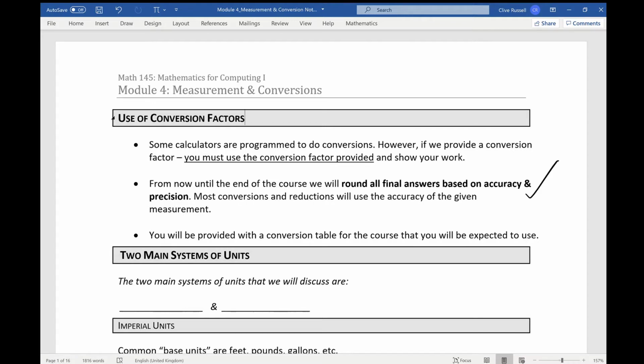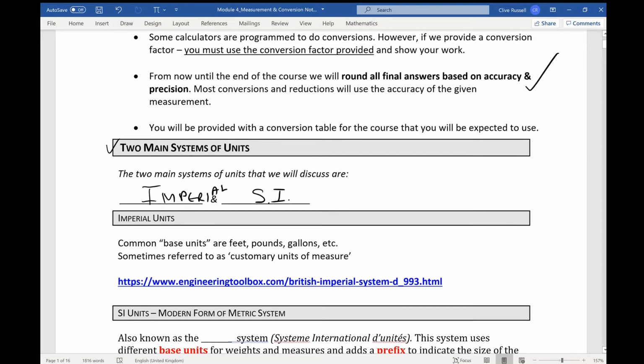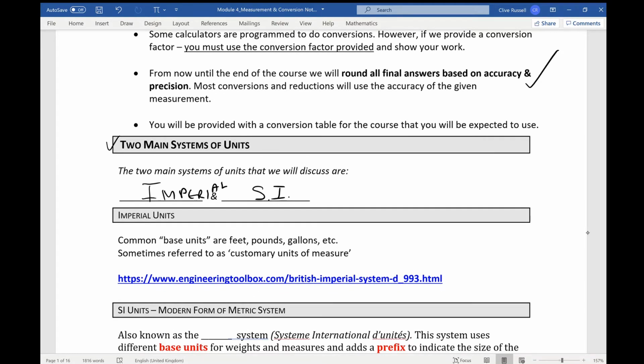Okay, to get started, there are two main systems of measurements. One is called the imperial, which is your miles, your inches, your pounds, etc. Then we have what is called the SI unit, Systems International. We have your meters, kilograms, etc. Okay, so that's it there, the base units, feet, pounds, gallons, etc. Sometimes it's referred to as the customary units.